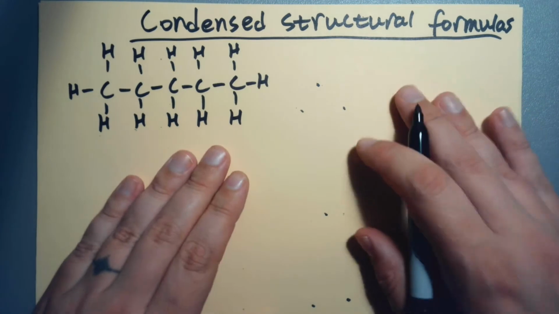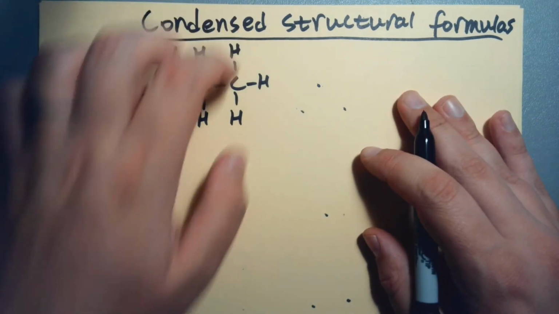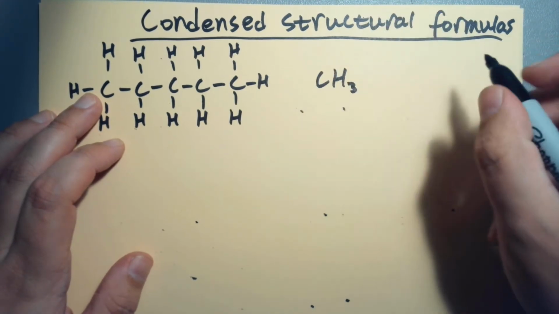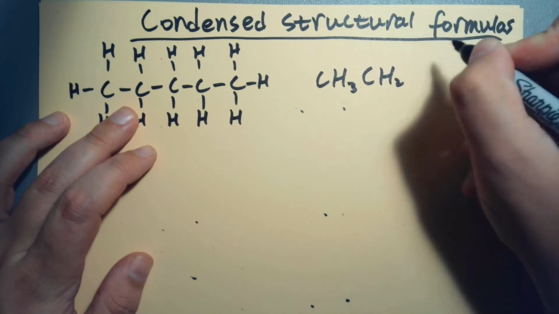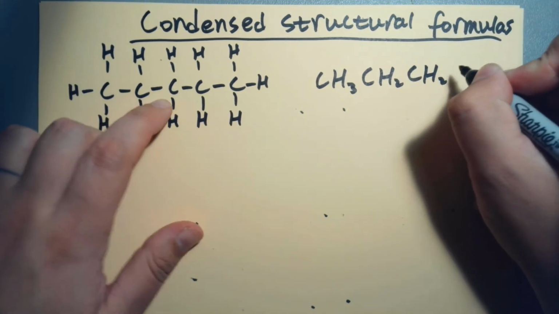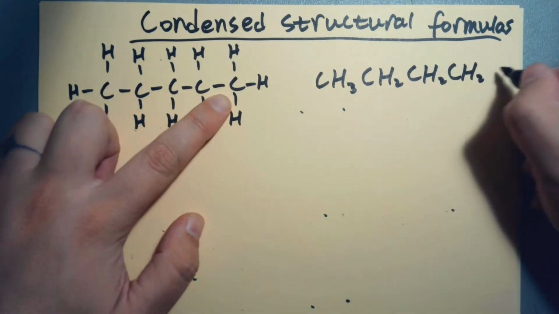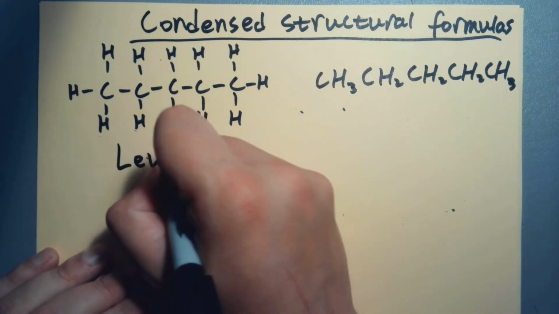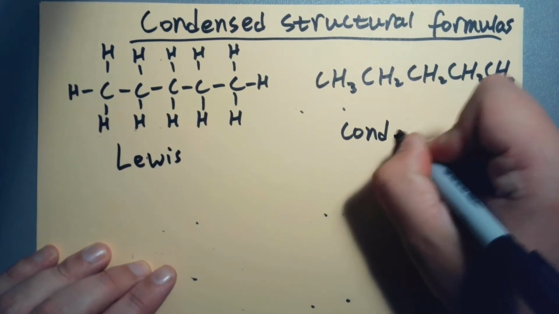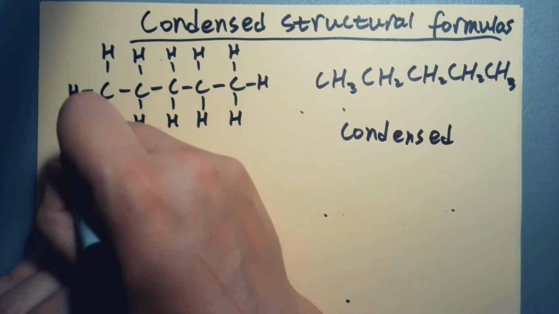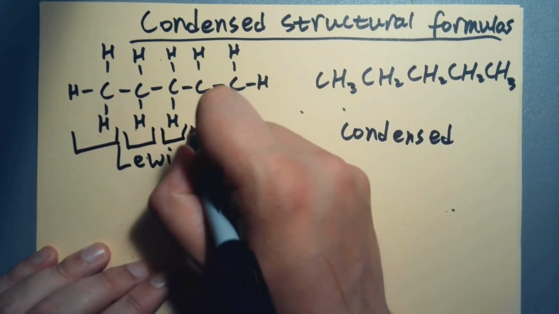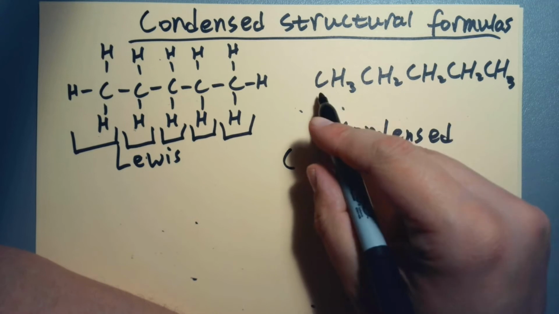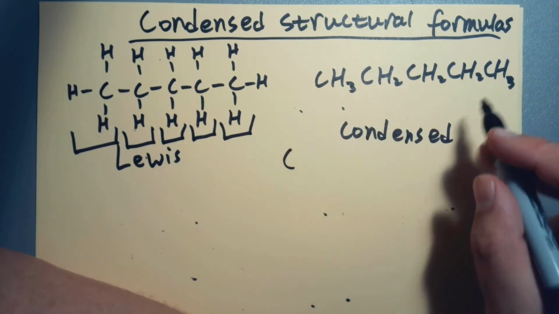And so the condensed structural formula is we basically write this carbon group by carbon group. So I go, okay, this carbon has 3 hydrogens, that's a CH3, this carbon has 2, CH2, the next one is a CH2, CH2, CH3. So this is our Lewis, this is our condensed. We just write it carbon by carbon, a carbon group at a time. Hopefully you can see how you can do this on a typewriter with some ease.